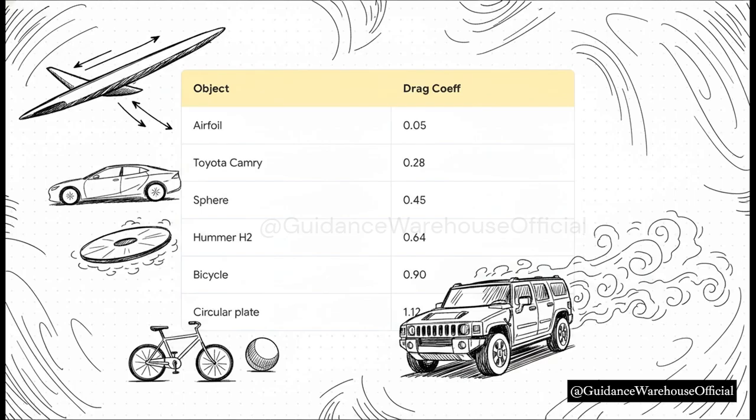You can really see how aerodynamics change the game here. Look at an ultra-sleek airfoil. It has a tiny drag coefficient of 0.05. Now compare that to a massive, boxy Hummer H2 SUV sitting at 0.64, or a flat circular plate at 1.12. This is exactly why engineers spend so much time rigorously testing vehicles in wind tunnels. Getting that C value down means the car wastes way less fuel fighting air resistance at high speeds.